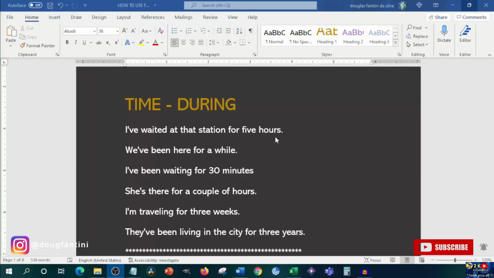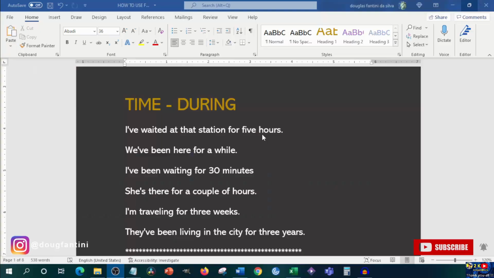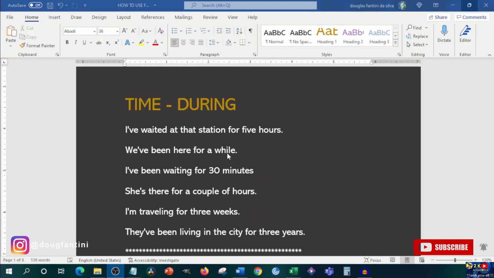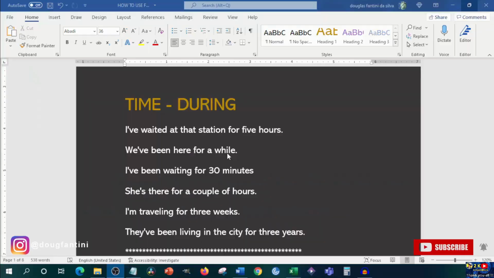The question here is, how long have you waited for this bus or train at the station? In this case, 5 hours was the time that this person was waiting. This is time, okay? So we've been here for a while. If you ask, how long have you been here? For a while. You don't have a specific amount of time, but you know that a while is a period of time, okay?